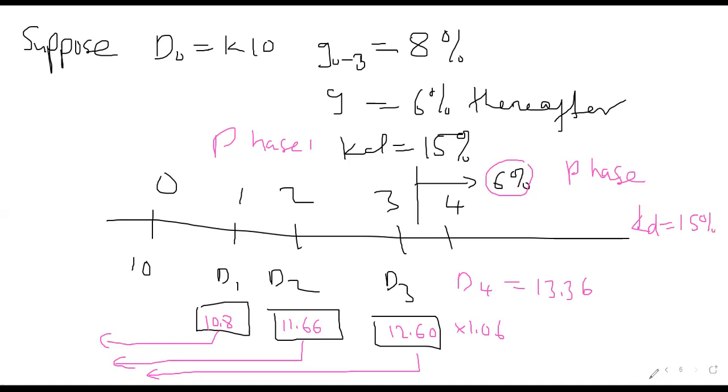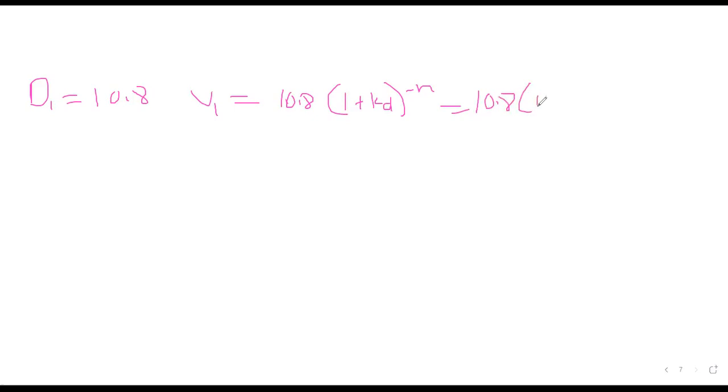So D1 is 10.8. Calculate the value of stock today. It will be 10.8 times 1 plus K to the power negative n. Since it's in year 1, we're simply going to say 10.8 times 1.15 to the power negative 1. Okay.